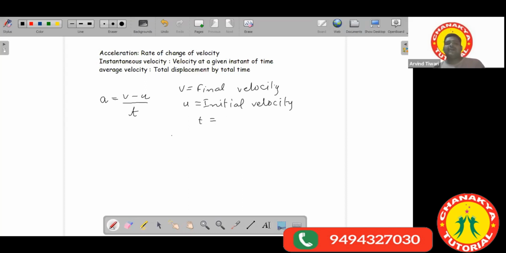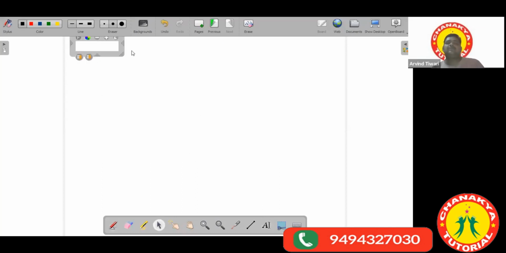So the SI unit of acceleration is meter per second square, m s minus 2, or we can write it as meters per second square like this also. It is because velocity is measured in meter per second, and meter per second divided by another second would give us meter per second square. Now let us do a few questions based on this acceleration. Based on the formula, we'll do certain questions. So let's try to attempt this.